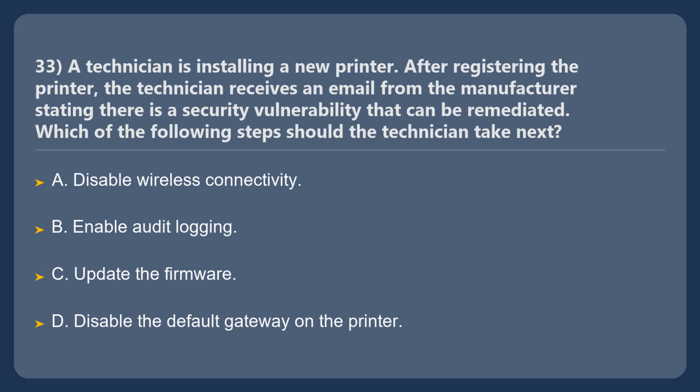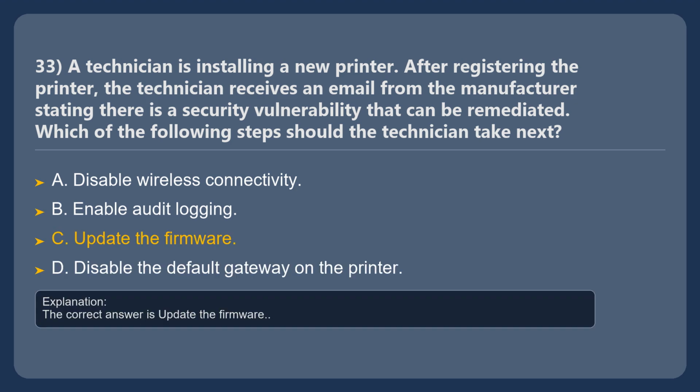Question 33. A technician is installing a new printer. After registering the printer, the technician receives an email from the manufacturer stating there is a security vulnerability that can be remediated. Which of the following steps should the technician take next? Option A. Disable wireless connectivity. Option B. Enable audit logging. Option C. Update the firmware. Option D. Disable the default gateway on the printer. The correct answer is option C. Update the firmware.